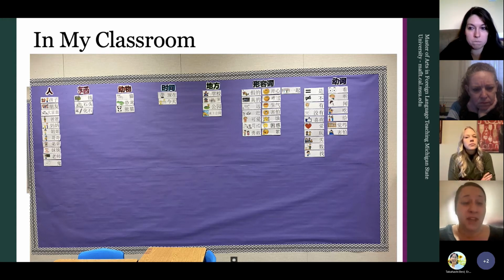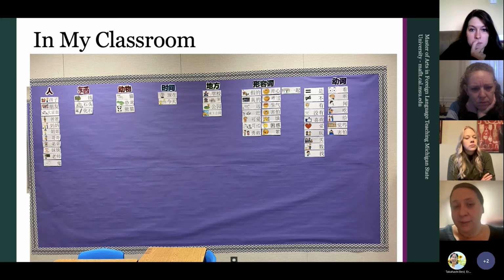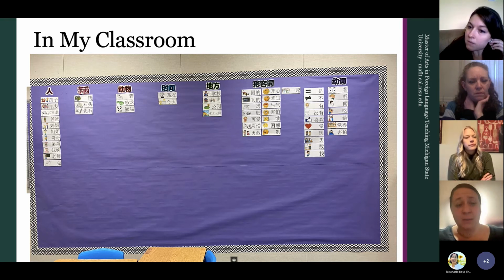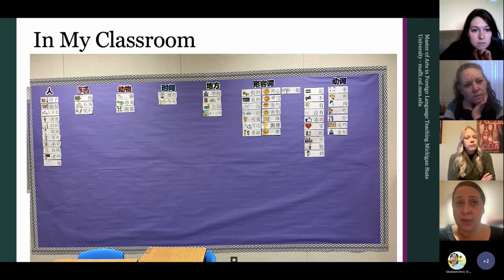I have people, things, animals, time, places, adjectives, and verbs. And the word wall starts out blank at the beginning of the year, and then we add to it as the year goes on. So when we start a new unit, I put the key vocabulary words on the whiteboard. Then at the end of the unit, we move them from the whiteboard to the word wall.